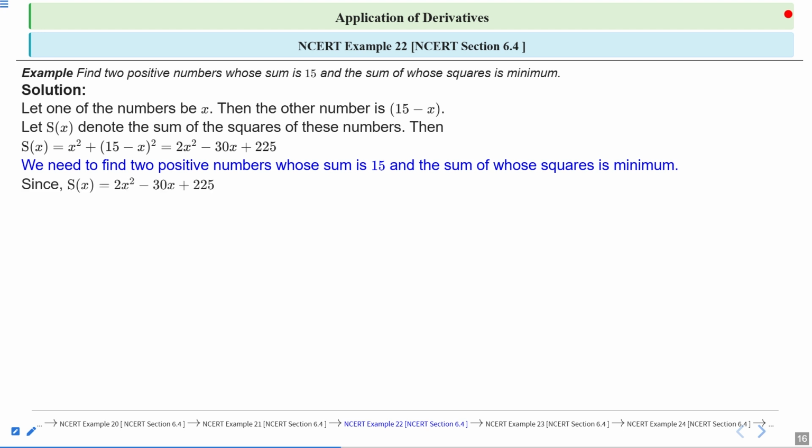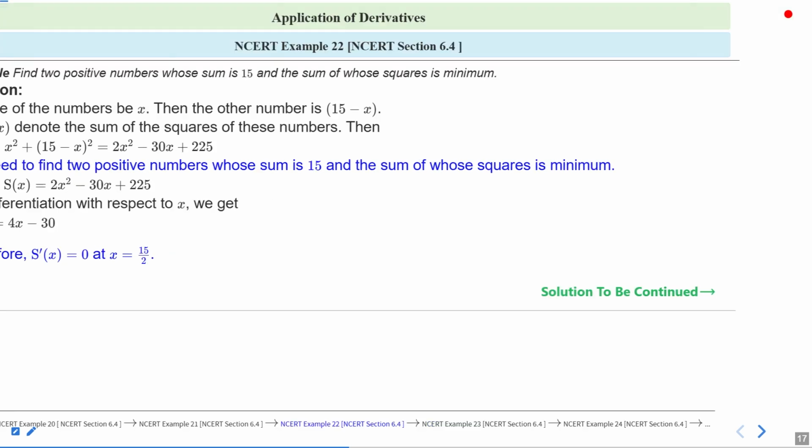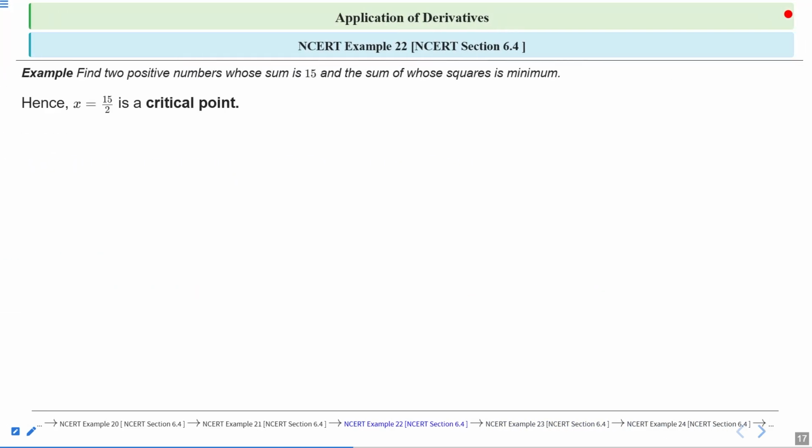Since S(x) is 2x square minus 30x plus 225, on differentiation with respect to x, we get S dash x equal to 4x minus 30. Therefore, S dash x will be equal to 0 at x equal to 15 by 2. Hence, x equal to 15 by 2 is a critical point.